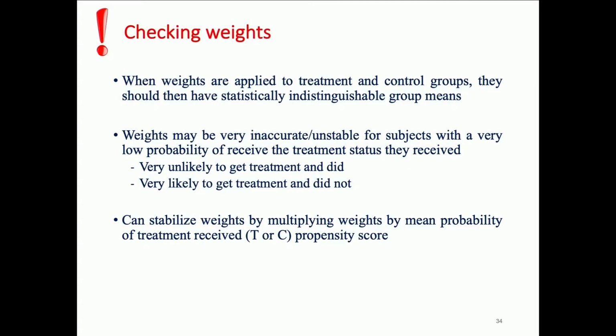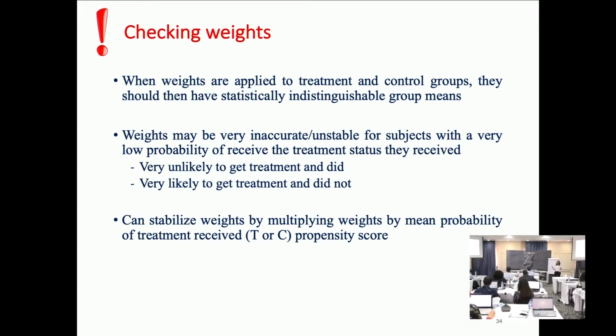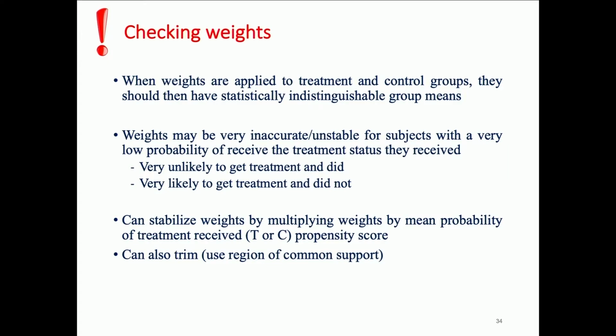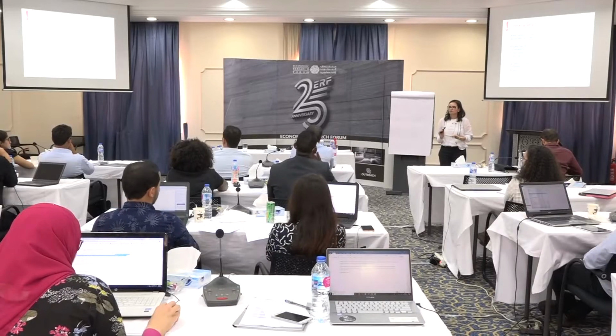We can stabilize the weight by multiplying by the mean probability of treatment received. So we calculate the average for the whole treated or for the whole controls, and we multiply it by the weight, trying to stabilize the weight so the weight will not really affect our results. Any questions? Results?